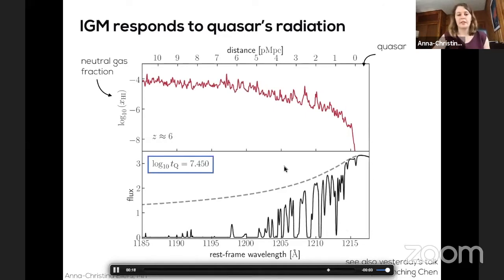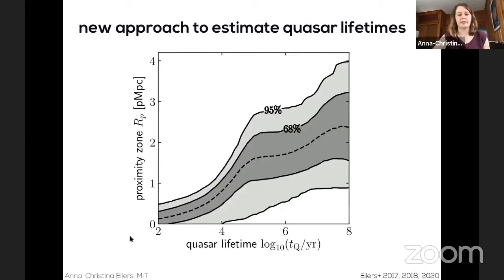And if we look at different sightlines through the hydrodynamical simulation box, we observe a clear dependency on the amount of transmitted flux, which is here indicated by the proximity zone. So Xiaohui gave a really nice introduction about that yesterday. As a function of the quasar lifetime, you can see a dependency for very short lifetimes. You can see it increases for very short quasar lifetimes.